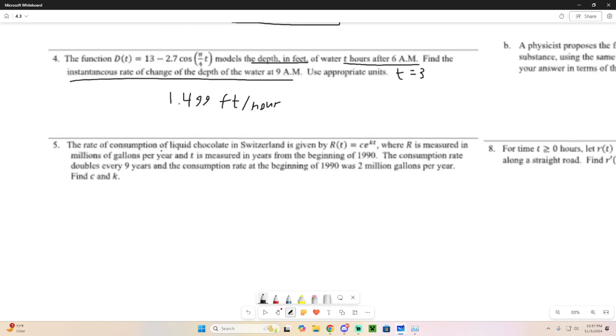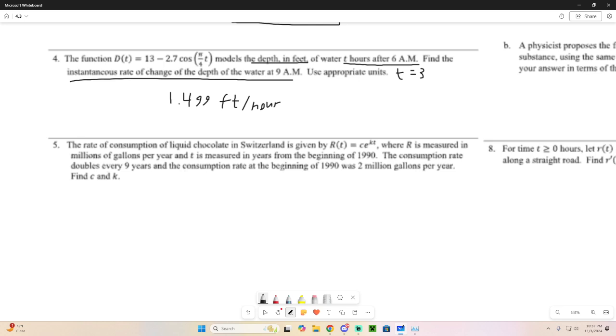That's our answer. The rate of consumption of liquid chocolate in Switzerland is given by R of t equals C e to the k t power, where R is measured in millions of gallons per year, and t is measured in years from the beginning of 1990. The consumption rate doubles every 9 years.